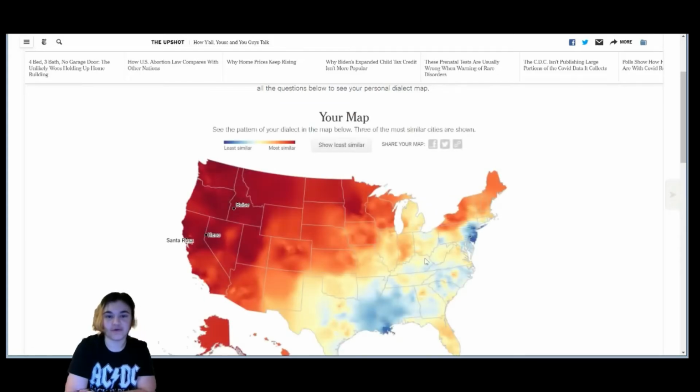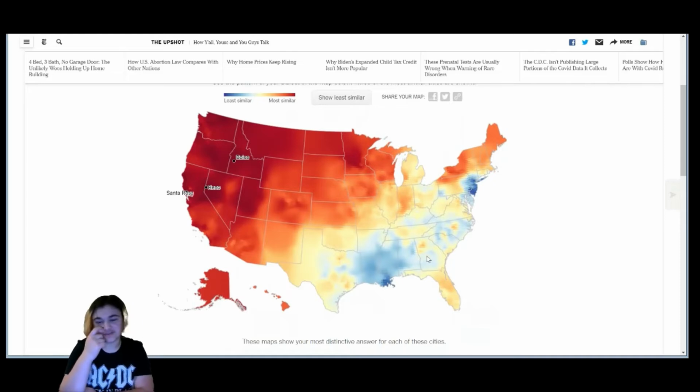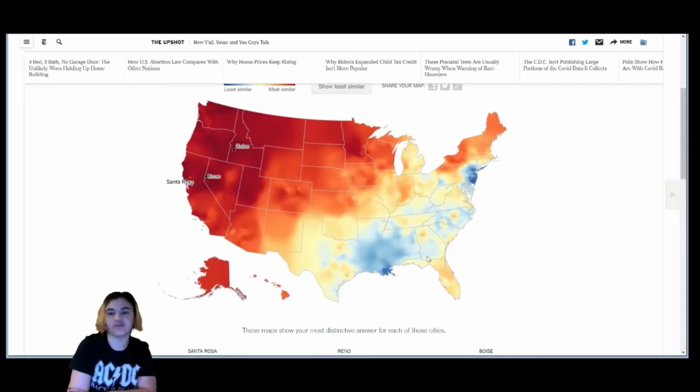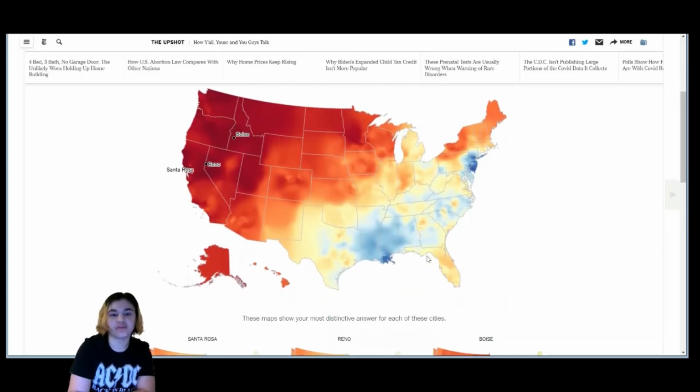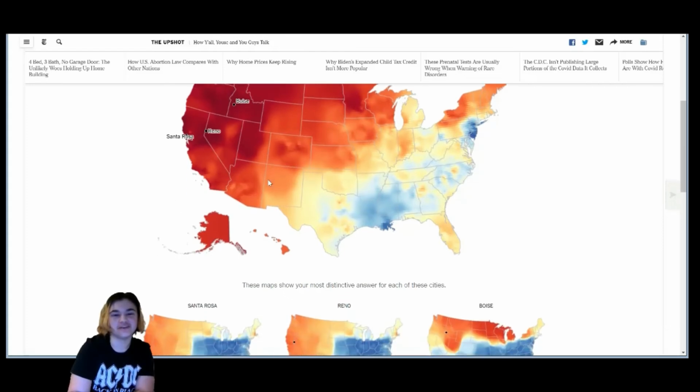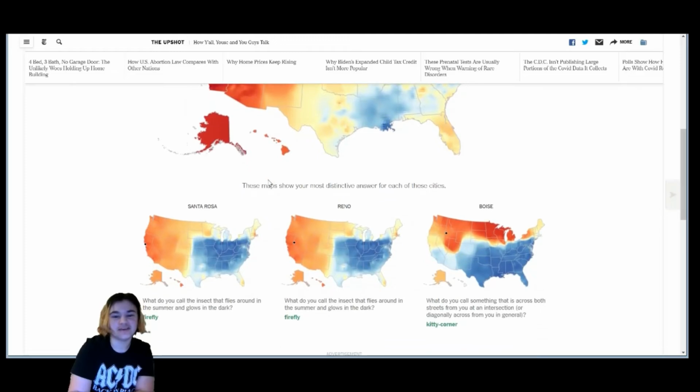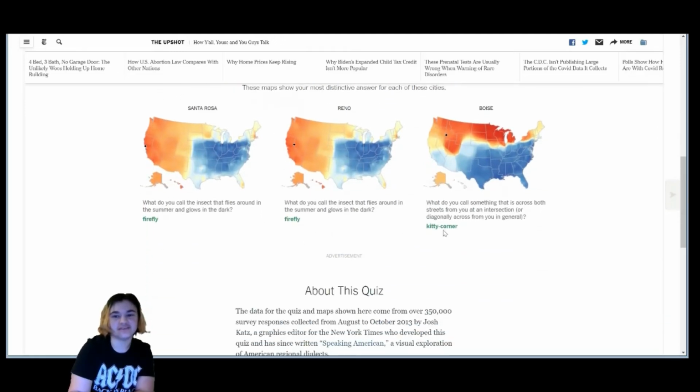Oh, this is my map. Okay. So I did take this once before, but I wanted to do it again for you guys, because it asks you different questions each time, so it's not always the same exact questions, because there's a lot of questions it can ask you. So I live over here. I live in New England. It thinks I'm very similar to over here, to Santa Rosa, Reno, and Boise. Two of these because of firefly, this one's because of kitty corner.